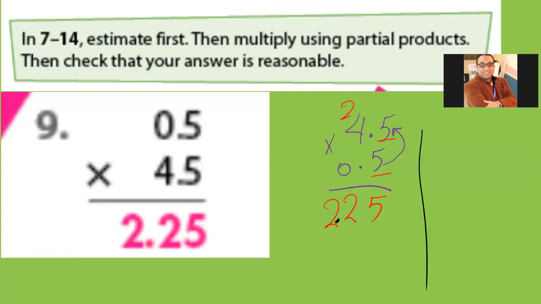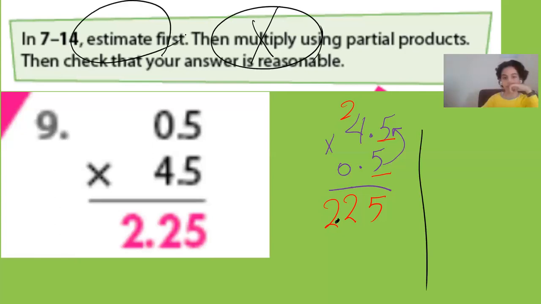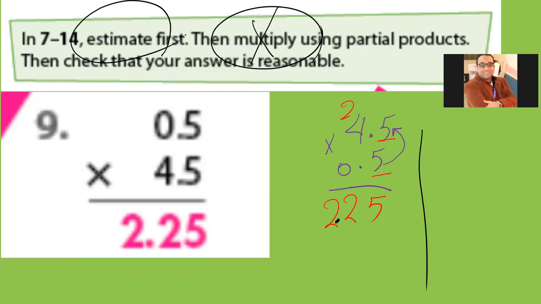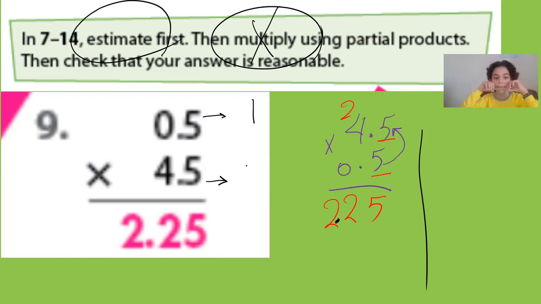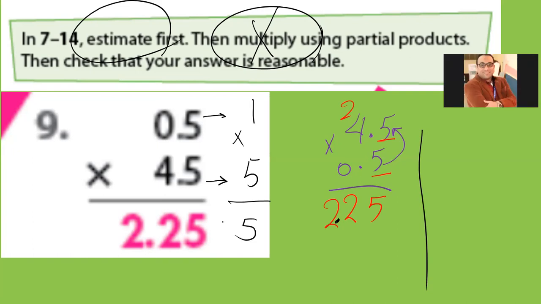Am I right? It means I get one requirement of the question. What about the next one? Estimate. We still need to estimate. I didn't finish my question. So how can we estimate 0.5? 1. And the 4.5? 5. And 1 by 5? 5.